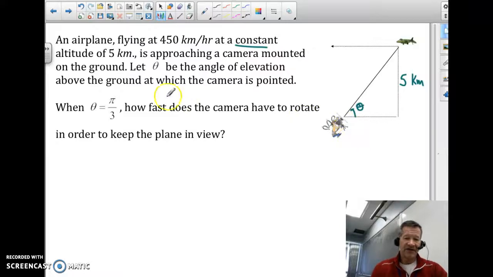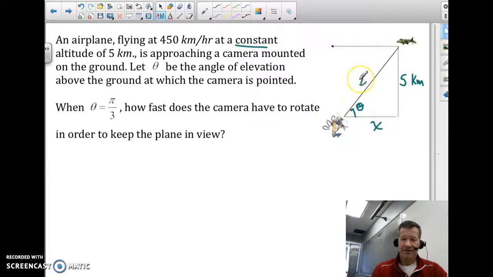When theta is pi over 3, how fast does the camera have to rotate in order to keep the plane in view? So what's changing here? Well, a couple things. This distance, which we'll call x, is getting smaller as the airplane approaches the photographer. The distance between the plane and the cameraman must be changing as well. I can call that, let's not call it y, let's call it z.